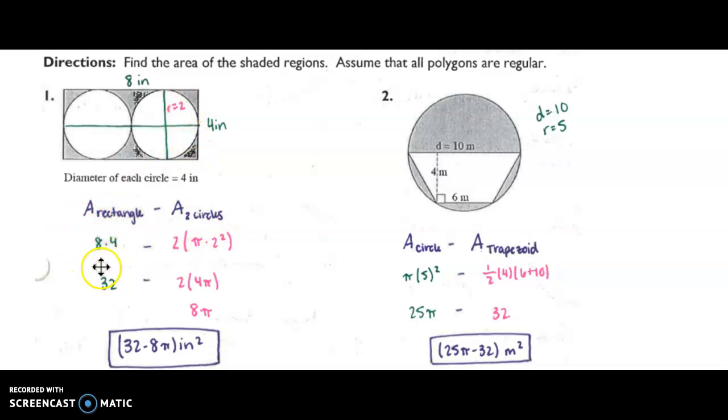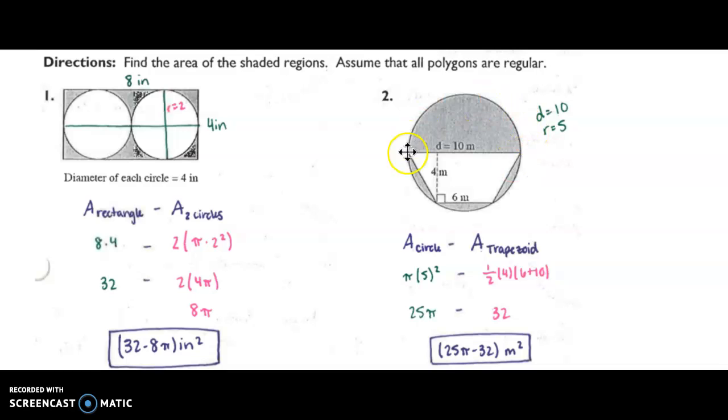The area of the rectangle is 32. The area of the 2 circles, that's what this 2 is here for, outside here, and pi r squared for 1 circle. So we have 32 minus 8 pi, okay? Please don't write 24 pi. These are not like terms. We're going to leave it as 32 minus 8 pi.